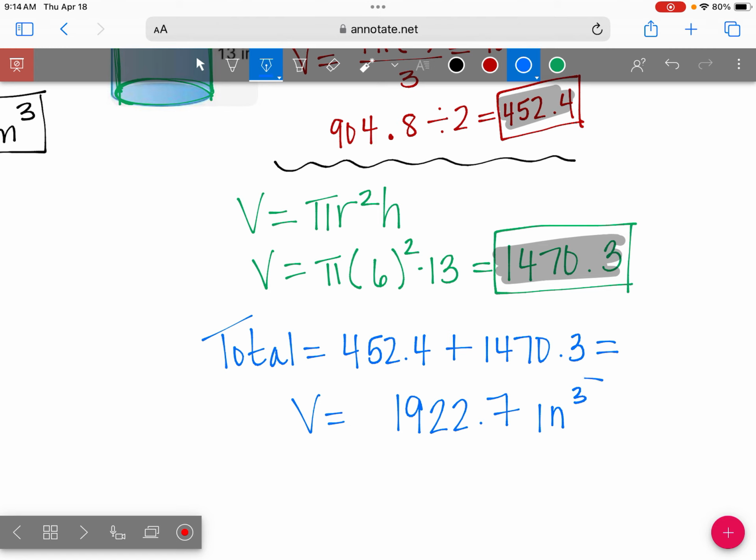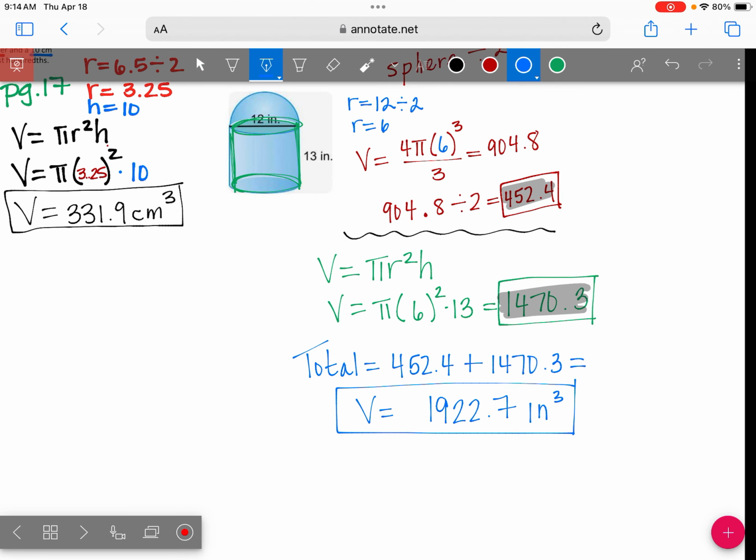All right, any questions about how we work through that? So the main thing is you have to figure out what your shapes are and you find them individually and then you add them together. All right, so we're actually going to go back to the middle part, which is what we skipped. So in your note packet, we're going to talk about cross sections today. So go to page 8 in your notes.